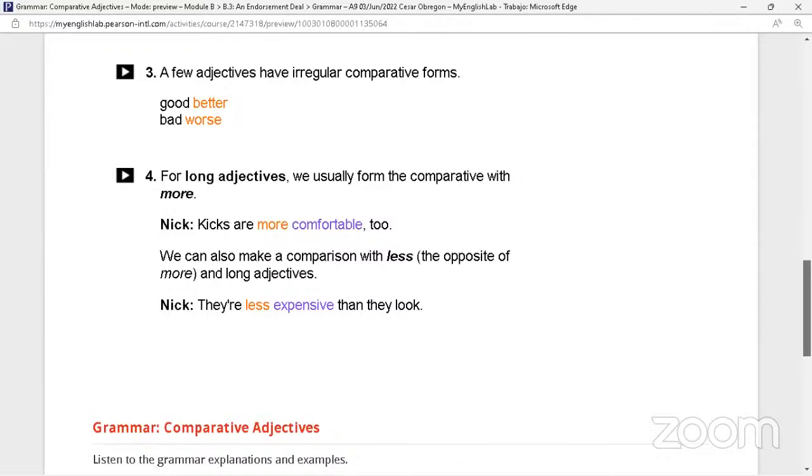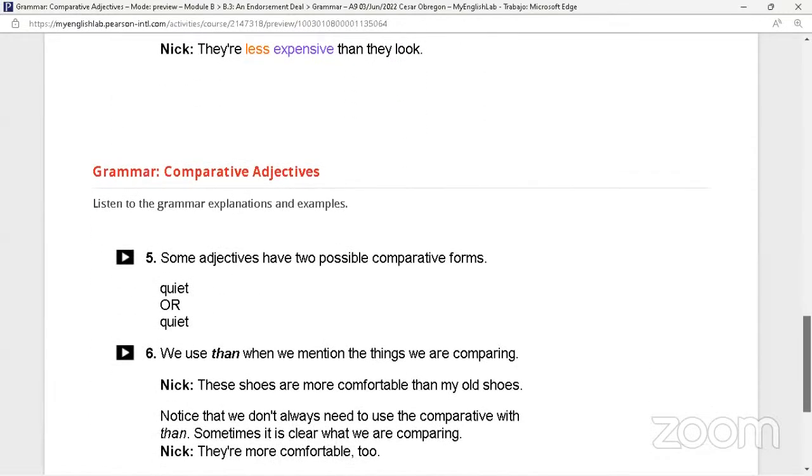But believe it or not, we're going to discuss here. Let's listen to this one. Some adjectives have 2 possible comparative forms. Quiet, quieter, or more quiet. So maybe happy falls into that category.